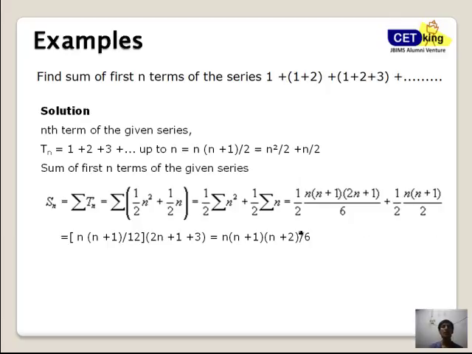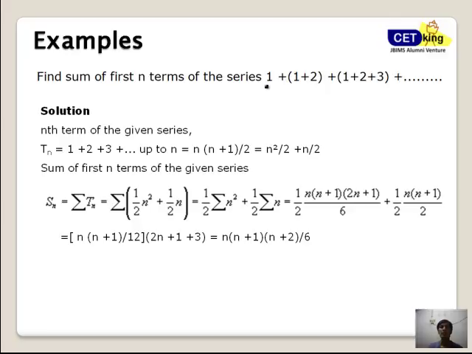Okay, let's solve the problem. Now, the nth term of the given series can be found as Tn is equal to 1 plus 2 plus 3 up to n. How do we derive this one?